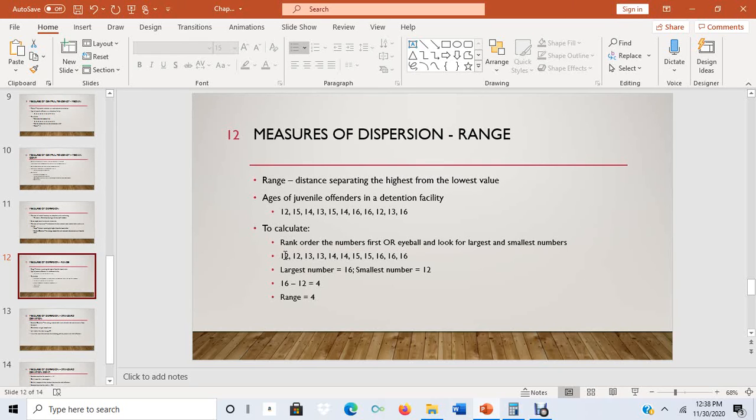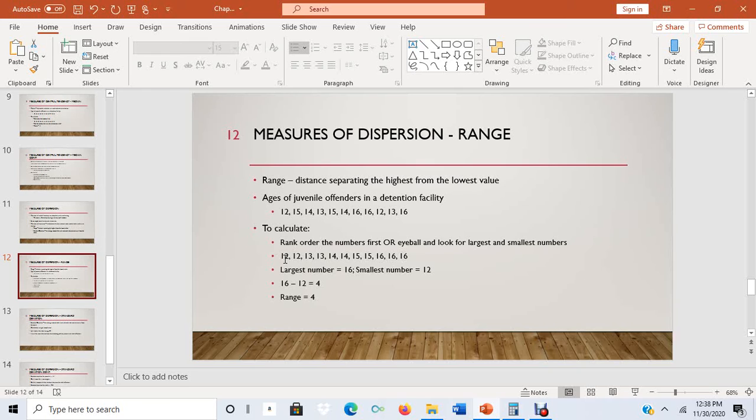So go ahead and put them in rank order. Again, we've got our scrambled ages here. Here they are rank ordered. The largest number is 16 and the smallest number is 12. So we've got someone that's 16 years old. The youngest person we have is 12.